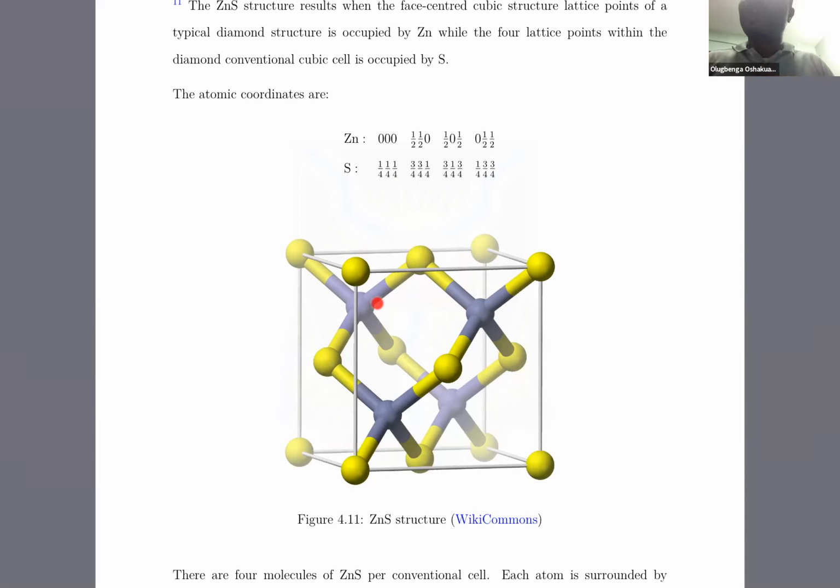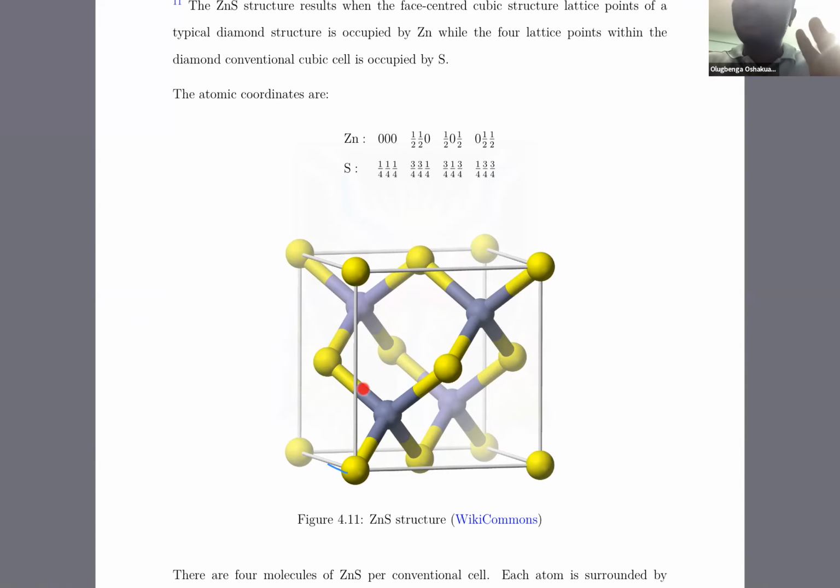And when you look at the sulfur atoms, they are entirely within this volume, making it directly 4 atoms within the volume. So we have 4 atoms of zinc and 4 atoms of sulfur within this cube. And this is called the zinc sulfide structure, and this is very close to the diamond structure. In the diamond structure, you just imagine that all the balls are, let's say, colored black. When you replace all the zinc and all the sulfur with carbon, then you have what is called the diamond structure.